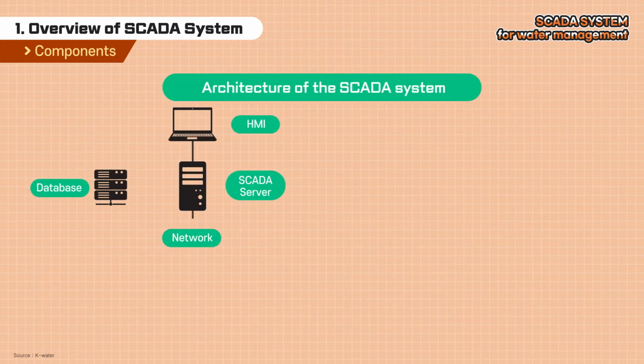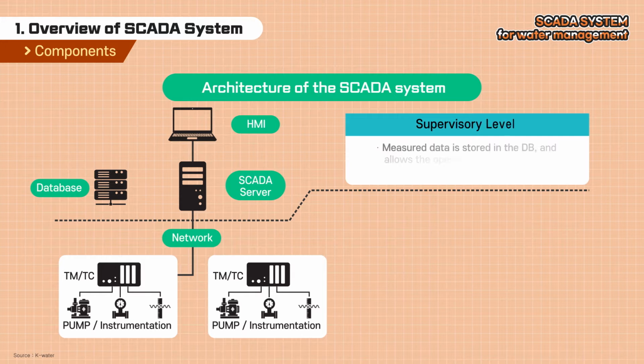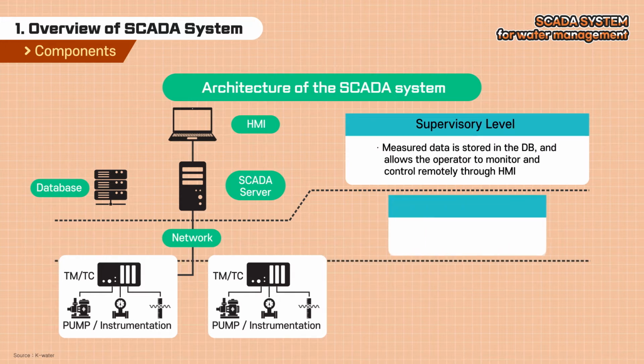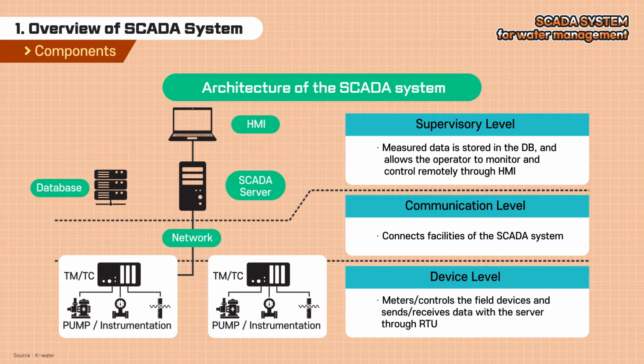Next, let's look at the architecture of the SCADA system. The levels of the SCADA system can be classified into the supervisory level consisting of HMI, server and database. Meanwhile, the communication level connecting the SCADA system to the field devices and the device level including the sensors and local system that monitor and control the field devices.